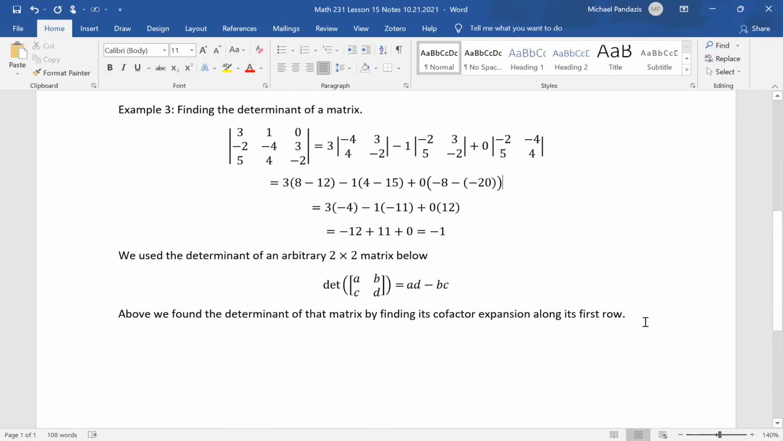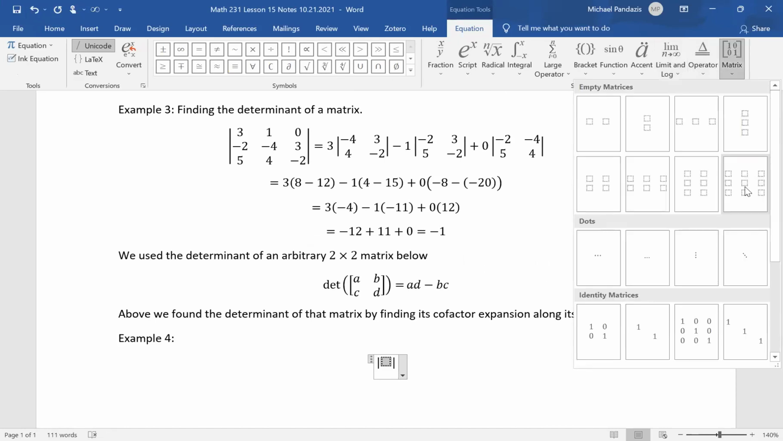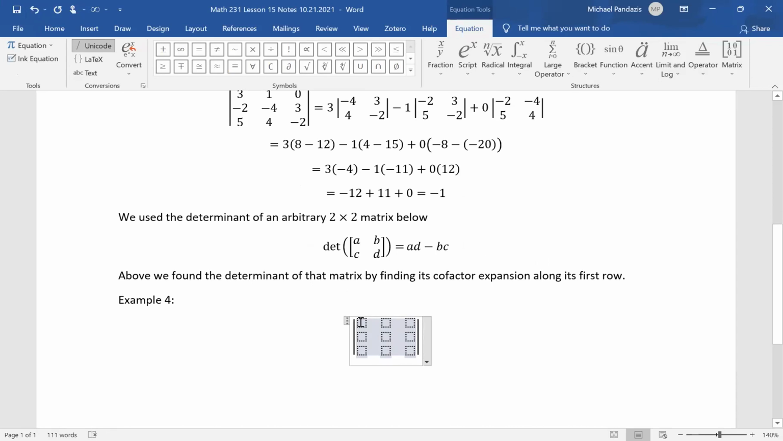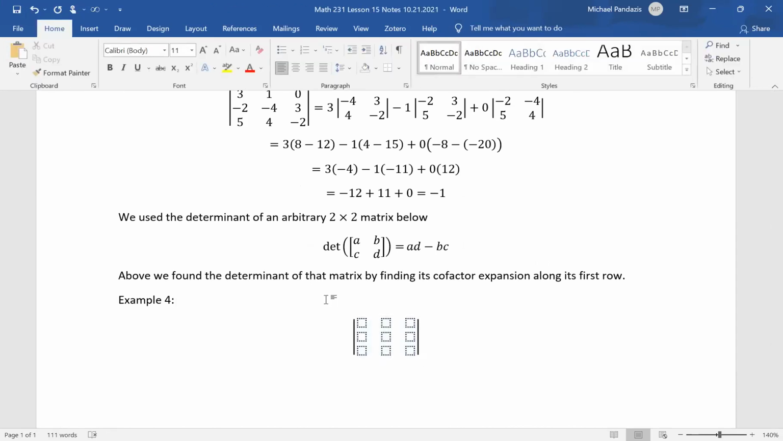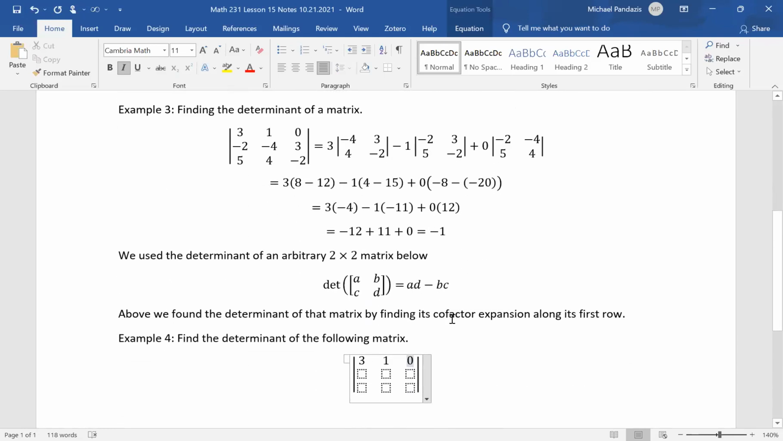Okay, so let's do another example. Before you understand the theory or the definition or the formulas, the easiest thing is just to be able to compute it. So here we're going to compute another determinant. Example 4 is find the determinant of the following matrix. Again, this is the notation for the determinant of a matrix. So you have 3, 1, 0. It's the same matrix.